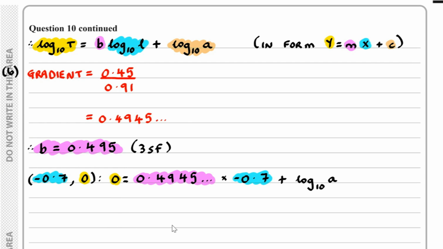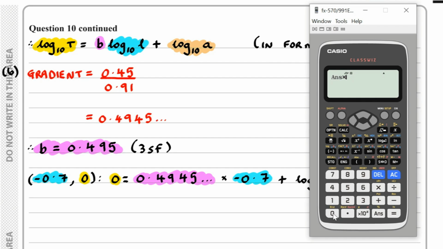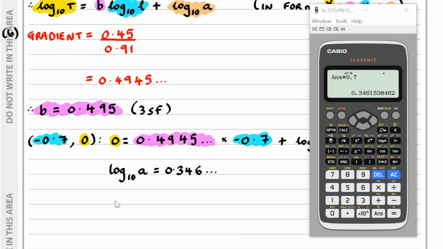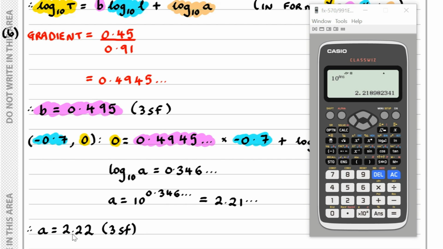So if we rearrange, we've got this value times 0.7, so that means log base 10 of a is equal to 0.346, etc. So a is equal to 10 to the power of 0.346, etc. So the value of a is equal to 10 to the power of this, which is 2.21, etc., which to three significant figures is 2.22.